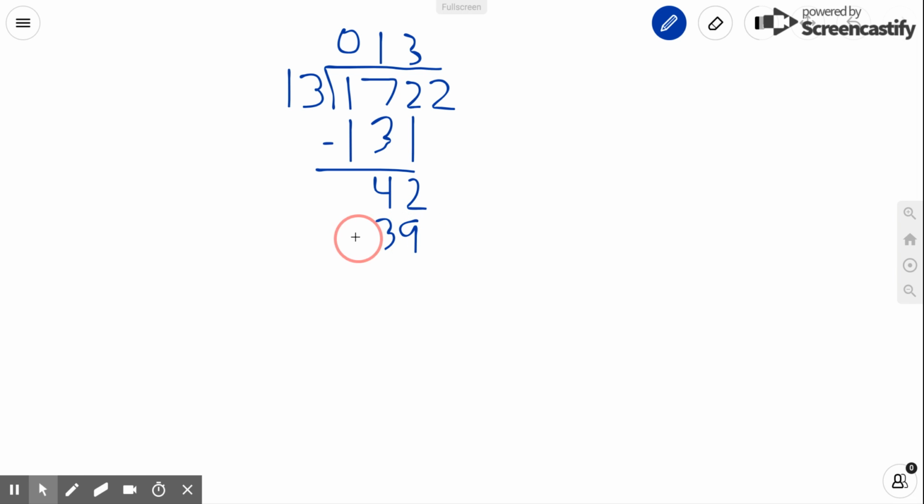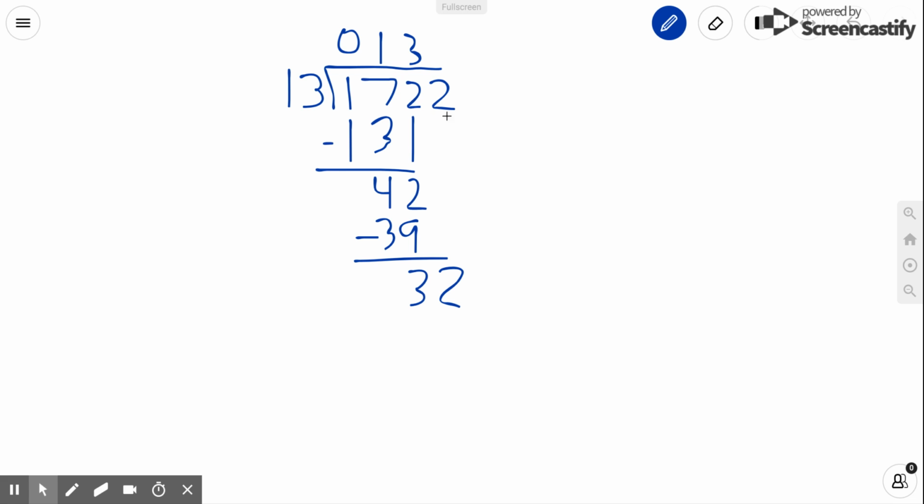I'm going to record my 39 and I'm going to subtract again. If I do 42 minus 39, I get 3. And then I'm going to bring down my 2 to here. Now this gets us to where I think you were getting stuck. So I need to decide, can 13 go into 32?